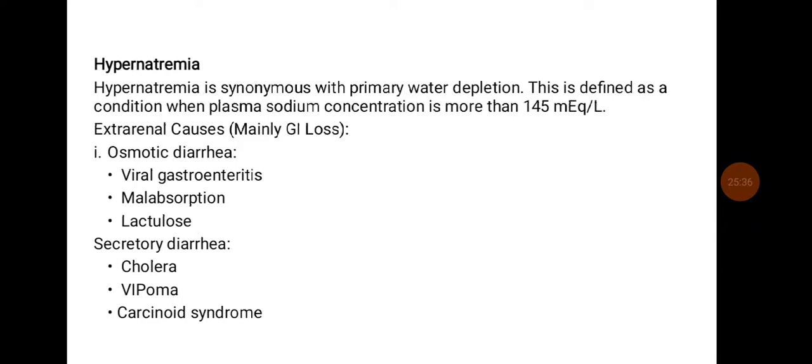Hypernatremia is synonymous with primary water depletion. So this is defined as a condition when plasma sodium concentration is more than 145 milliequivalents per liter. Some of the extrarenal causes are mainly the GI loss, osmotic diarrhea, like which occurs in viral gastroenteritis, malabsorption, and lactulose infusion. And other causes are secretory diarrhea, as it occurs in cholera, vipoma, and carcinoid syndrome.